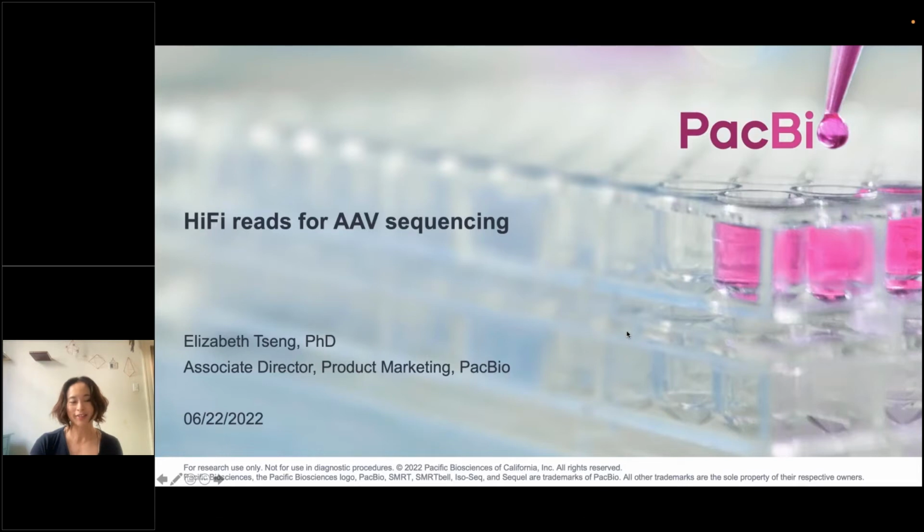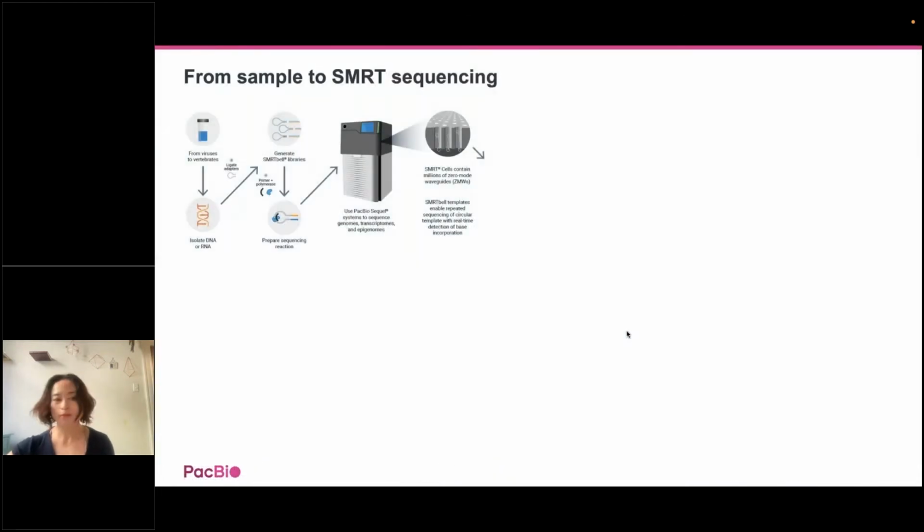Today I will start the presentation by talking generally about what HiFi reads are and how you can use them for AAV sequencing. Let's start with what SMRT sequencing is and how people have been using it. We can sequence anything from viruses to eukaryotes to bacteria. All you need to do is isolate the DNA or RNA.